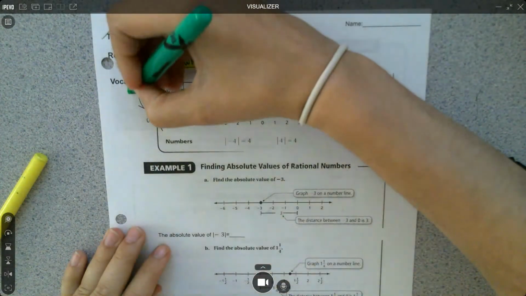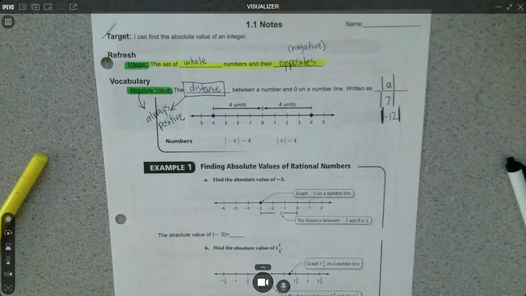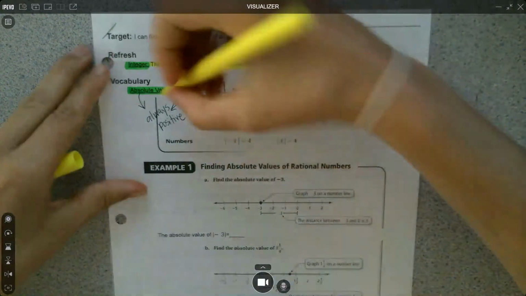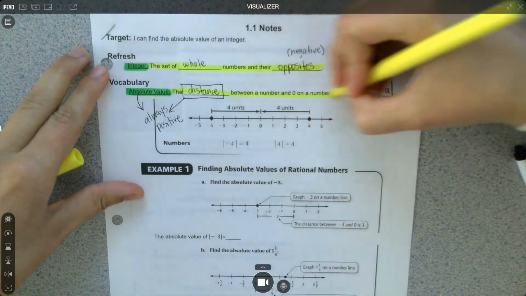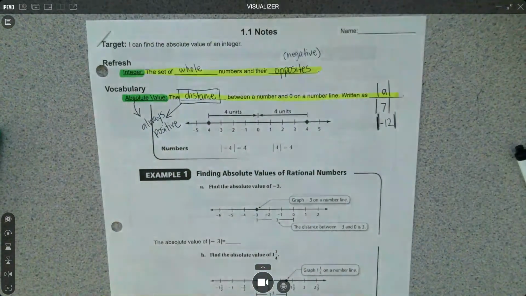And again, that is a new word, so I'm going to highlight it in green. And then I'm going to highlight in yellow our definition.